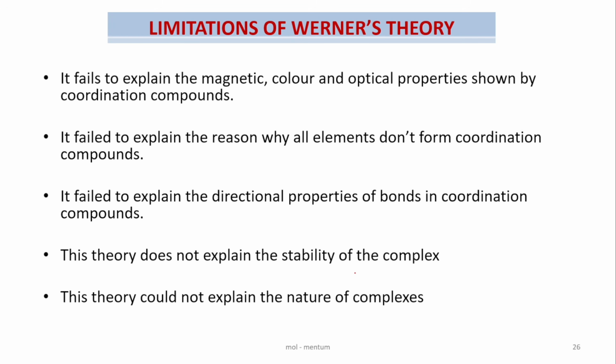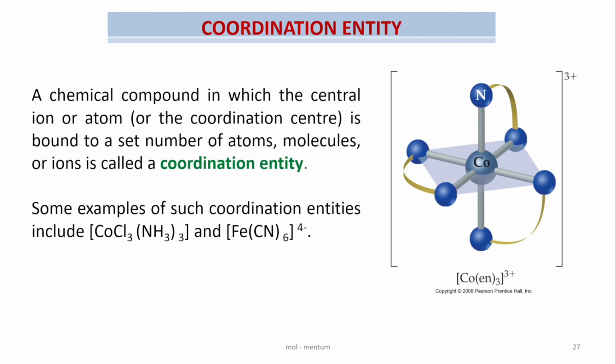This theory does not explain the stability of complexes. So it has no say regarding which complex is more stable. When we compare the stability, Werner's theory has no say. Now, this theory could not explain the nature of the complexes, meaning what type of complex it is, like we will discuss in valence bond theory, whether it is inner orbital, outer orbital, magnetic, paramagnetic, and other details. So Werner's theory had a limitation regarding the nature of the complexes.